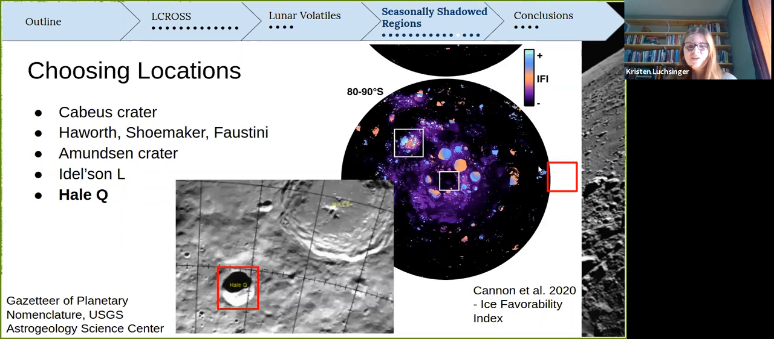I also chose Hale Q, which as you can see is not even on this map. It has a latitude of, I believe, about 76. It has a much lower latitude than any of the other craters, and it really shouldn't have water ice. So I chose this as, again, a counterpoint to Idelson L, a counterpoint to Cabeus crater. This should be a location that should not have water ice, and we should know that the water ice should behave in a way that's not at all surprising. Namely, it really shouldn't be there for very long. So again, this is a way to check the model results against what we suspect we already know.